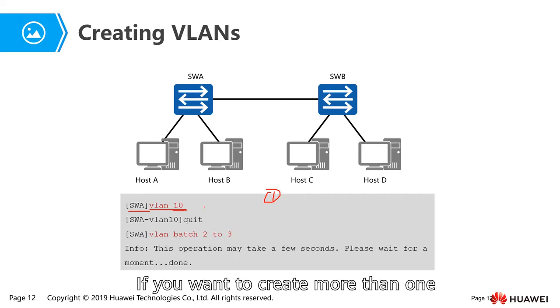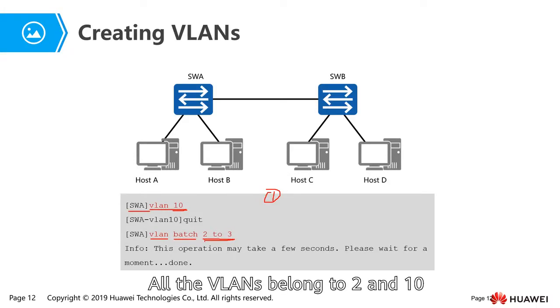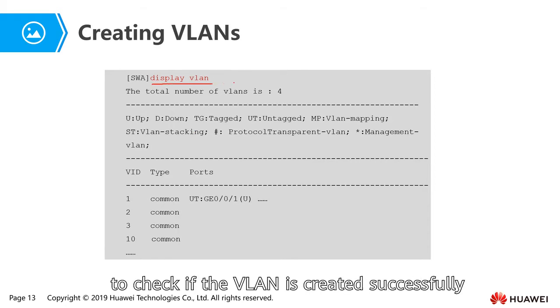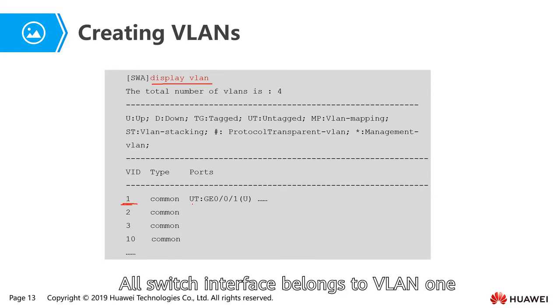If you want to create more than one VLAN in one command, you can use the vlan command and then the range of VLANs, like 2 to 3 or 2 to 10. Then all the VLANs between 2 and 10 will be created. After you create a VLAN, you can use display vlan to check if the VLAN was created successfully. By default, there's only one VLAN, and all switch interfaces belong to VLAN 1.